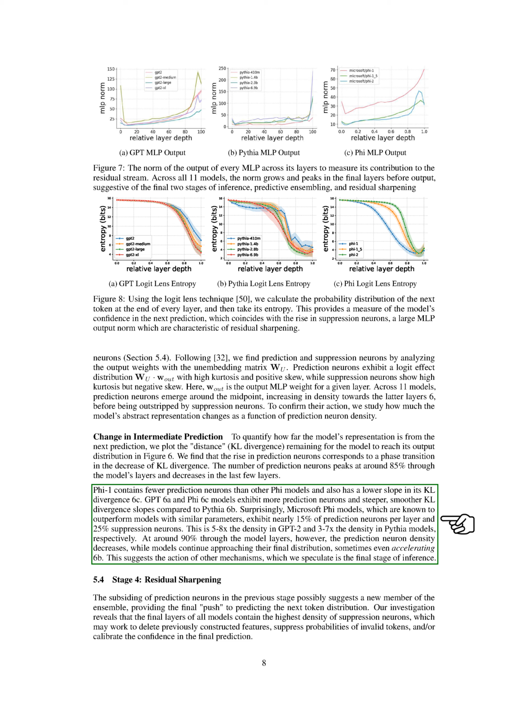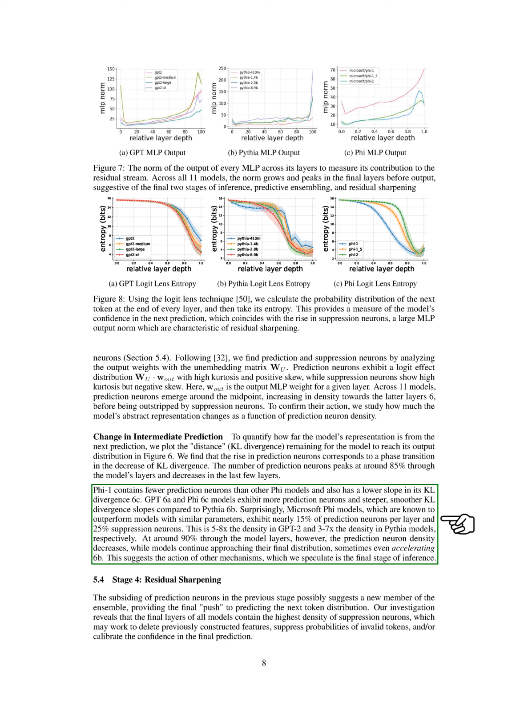We find that the final layers of all models have the highest density of suppression neurons, which may delete previously constructed features, suppress probabilities of invalid tokens, or adjust the confidence in the final prediction. Both prediction and suppression neurons influence the residual stream and can perform each other's functions effectively. These neurons appear in different ratios and densities across the model.